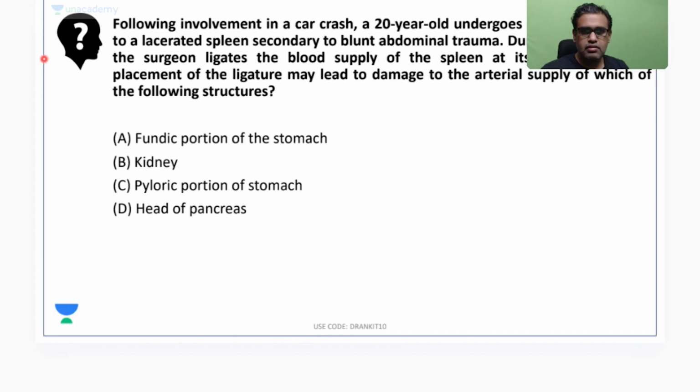One more, abdomen. We're jumping to the abdomen. I guess it is fine. Following involvement in a car crash, a 20-year-old undergoes a splenectomy due to a lacerated spleen secondary to blunt abdominal trauma. Clear? During the procedure, the surgeon ligates the blood supply of the spleen at the hilum. Improper placement of the ligature may lead to damage to the arterial supply of which of the following structures? So improper ligature. Okay. Poll 4 options, 30 seconds.